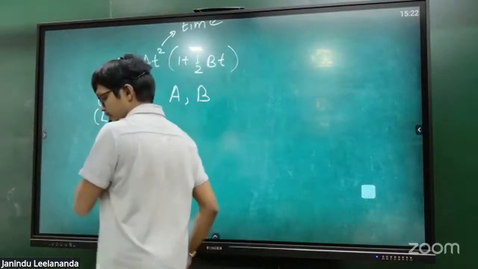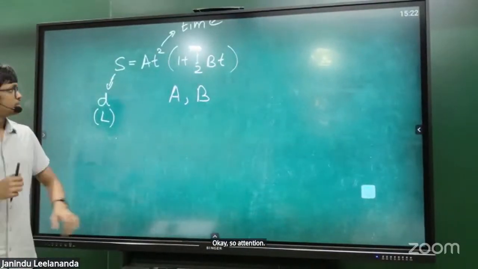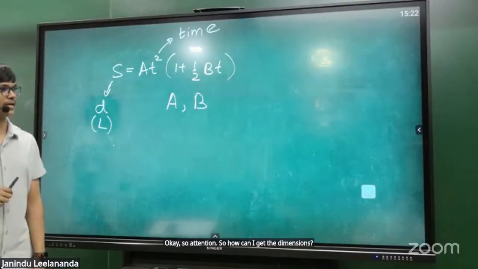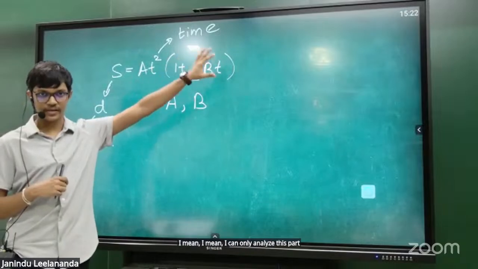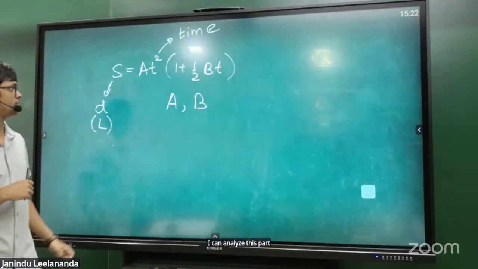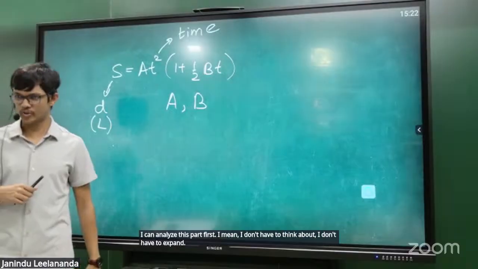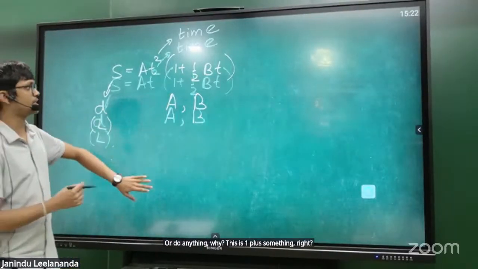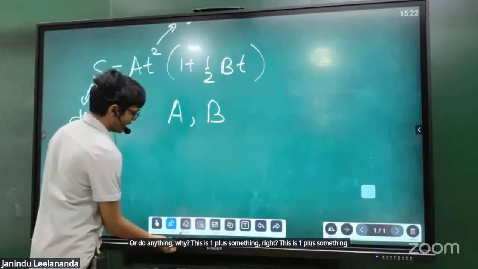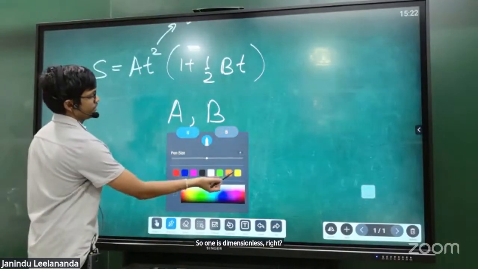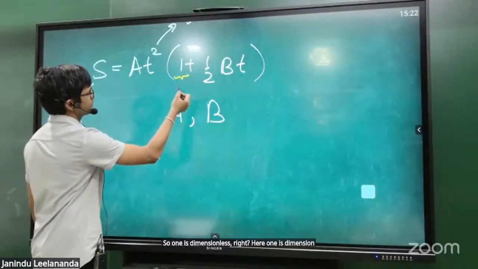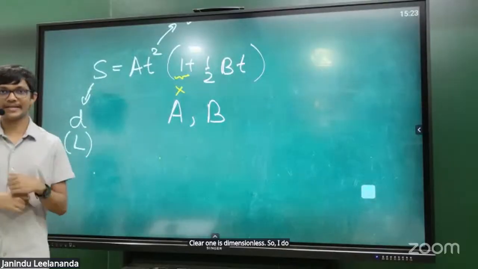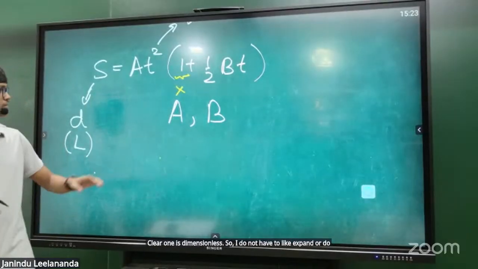Okay, so attention. How can I get the dimensions? I can only analyze this part first, right? I don't have to expand or do anything. Why? This is 1 plus something, right? So 1 is dimensionless. Clear? So I don't have to expand or do anything like that.